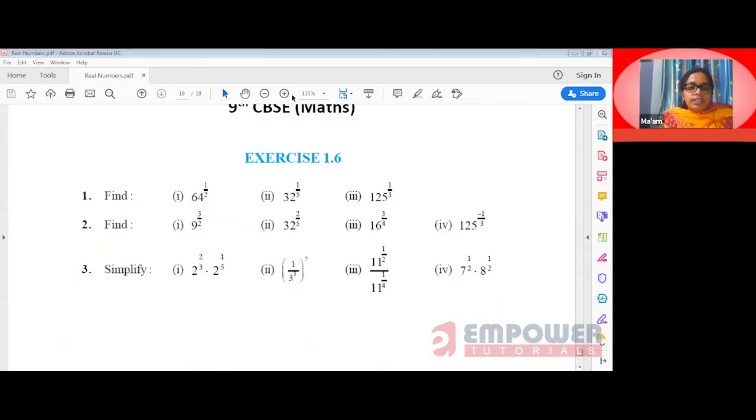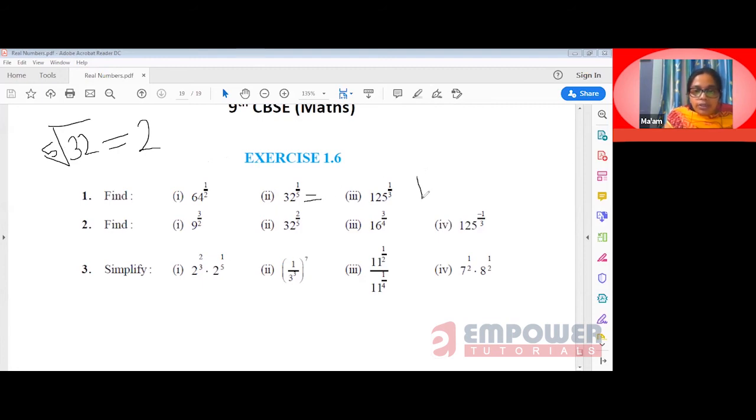Now this is fraction form, no? So fraction form means this will be the sign. Okay. So 32 will come under this sign. Now there is a number other than 2 over here. So this is fifth root of 32. So what will be the answer of this? Yes. 2. Yes, very good. 2 will be the answer of this.